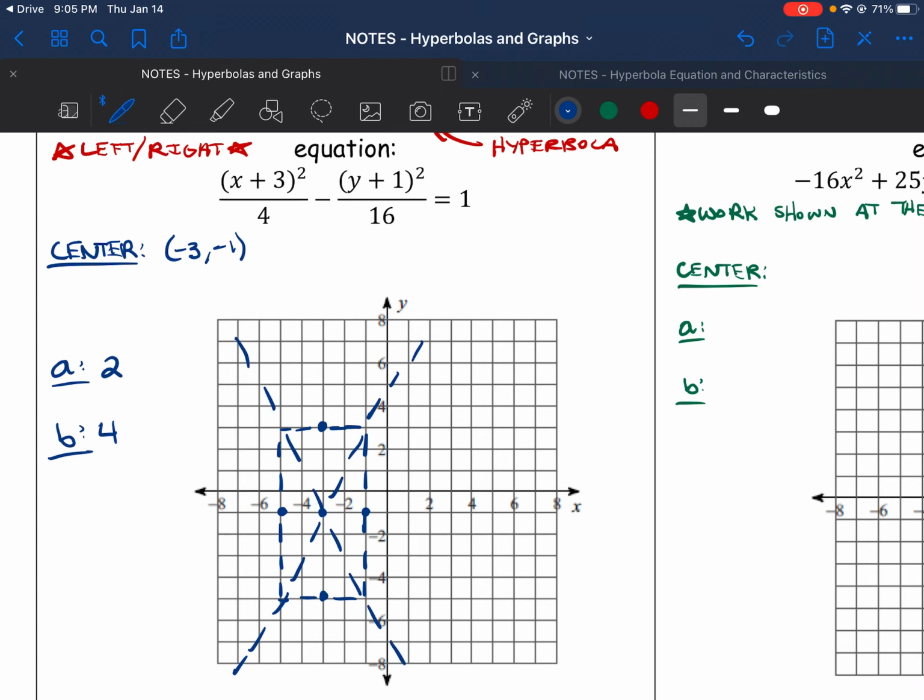Notice that, again, the asymptotes are going through the diagonals and also through the center. Then all we need to do now is go ahead and sketch the hyperbola using the vertices, which are right here. The vertices are created with the a values, and then using the asymptotes as guides, we can sketch the graph of the hyperbola.